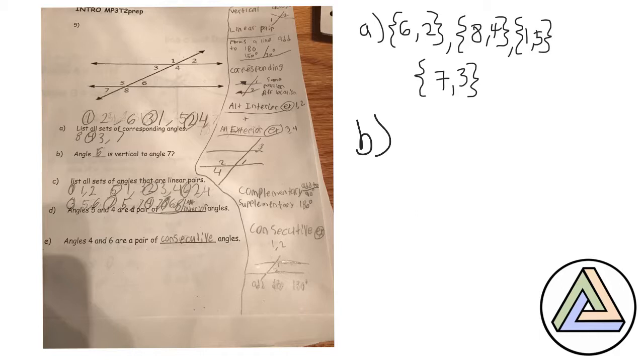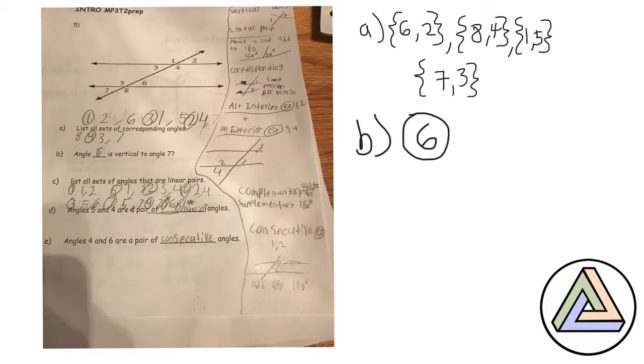Well, that's definitely angle 6 for sure. And the reason is because here's angle 7. Vertical angles are the angles that are across from each other, and they also happen to be of equal measure always. So we have 7 across the angle from 6. That's why they are vertical angles.